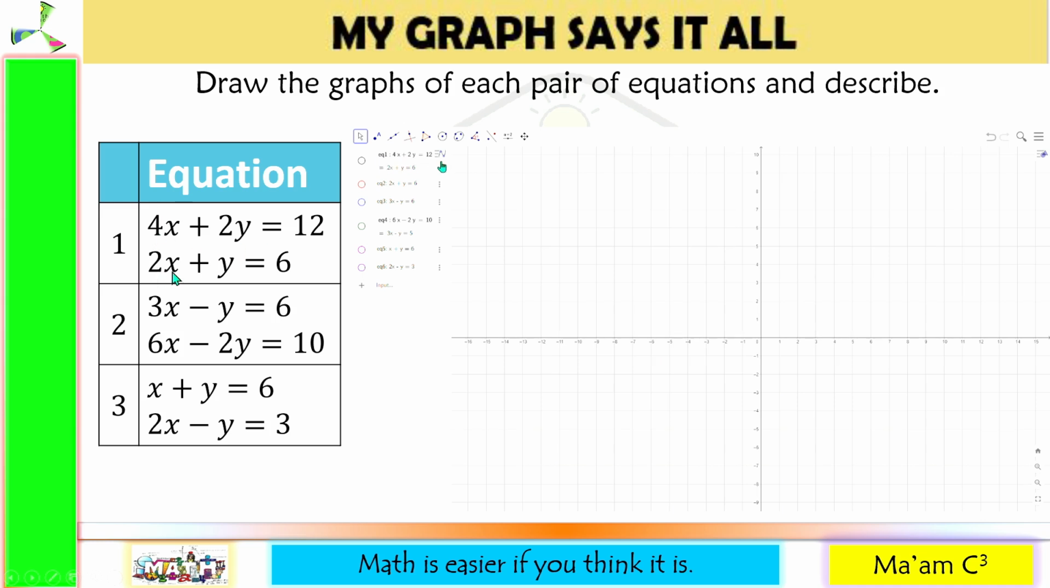So for the first pair, 4x plus 2y equals 12. Let's take this one. And here is the graph. The second equation for the first pair is 2x plus y equals 6. Here it is. And here is the graph.